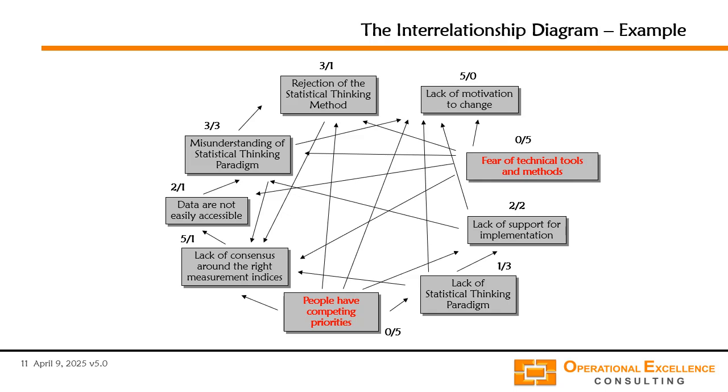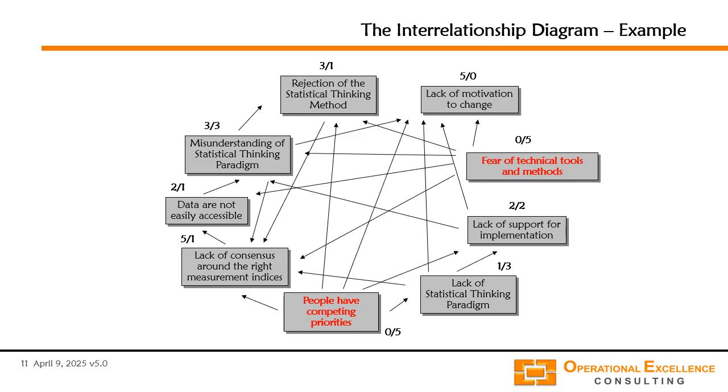Step 1 of creating an interrelationship diagram was to place these 9 headers in a circle on a flipchart or whiteboard. In step 2, the team identified which headers cause or influence any of the other headers. You see the arrows going from one header to another header. In step 3, the team counted the number of incoming and outgoing arrows for each header. For example, the header, lack of motivation to change has 5 incoming arrows and 0 outgoing arrows. Where the header, fear of technical tools and methods has 0 incoming arrows, but 5 outgoing arrows.